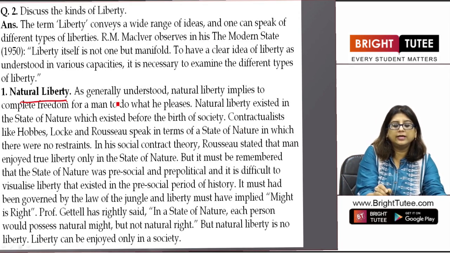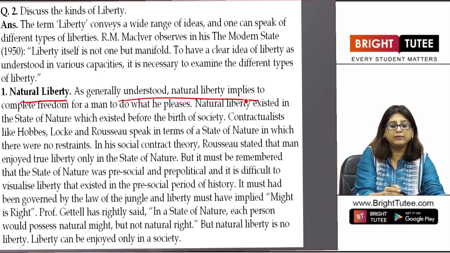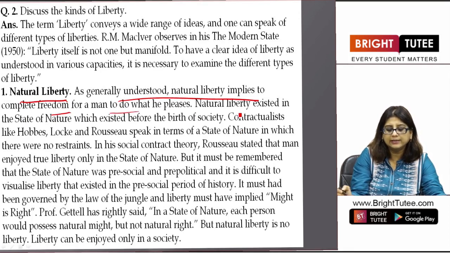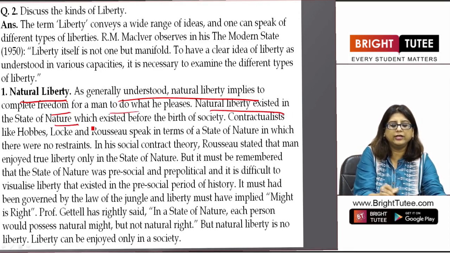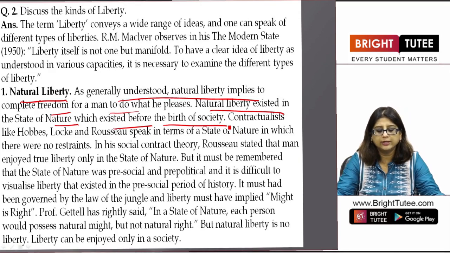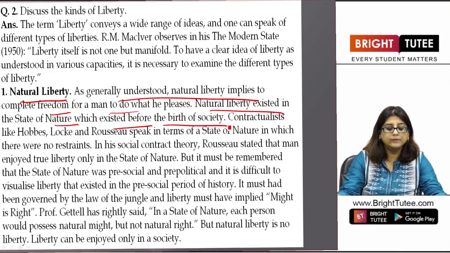Natural liberty, as generally understood, means complete freedom for a man to do what he pleases. Natural liberty existed in the state of nature, which existed before the birth of society. Contractualists like Hobbes, Locke and Rousseau speak in terms of a state of nature in which there were no restraints. In his social contract theory, Rousseau states that man enjoyed true liberty in the state of nature. But it must be remembered that the state of nature was pre-social and pre-political, and it is difficult to visualize liberty that existed in the pre-social periods of history. It must have been governed by the law of the jungle.